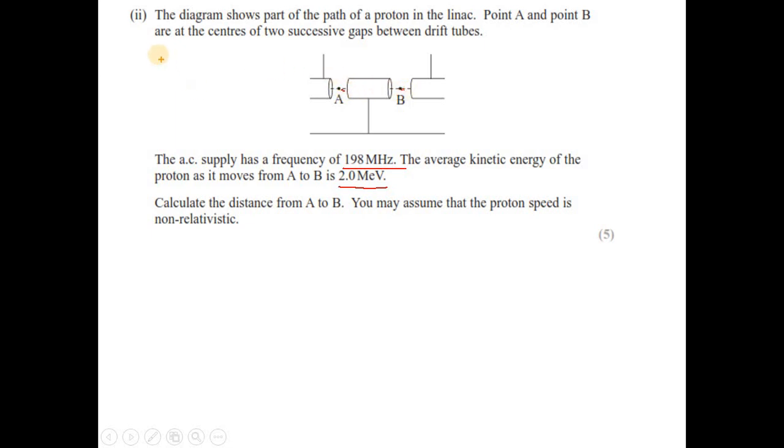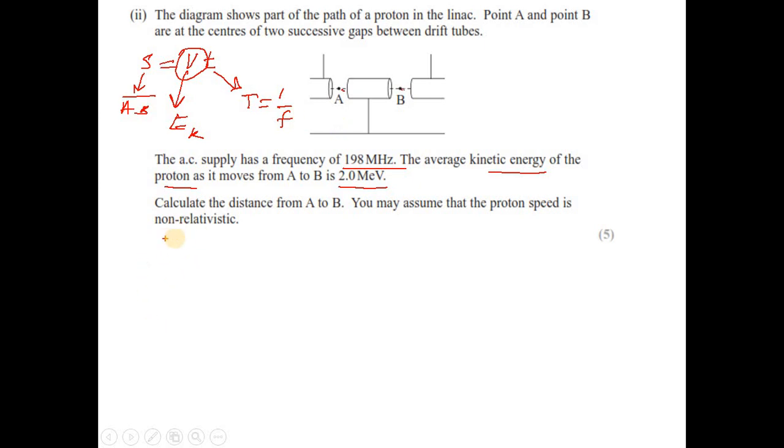That means you can use s = vt to figure out the distance between A and B. This s is the distance between A and B. So we need a velocity and we need a time. For velocity, we can use the concept of kinetic energy, because the proton has kinetic energy of 2 million electron volt. And for time we can use T = 1/f, because frequency is given.